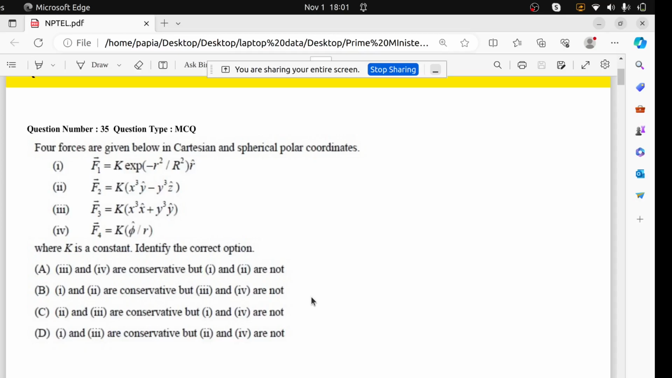Four forces are given below in Cartesian and spherical polar coordinates, where k is a constant, and identify the correct option. Correct option means which one is the conservative one and which one is the non-conservative one. That we have to identify. So you can see here there are 4 options: F1, F2, F3, F4, and among these, F1 and F4, these 2 are in spherical polar coordinates.